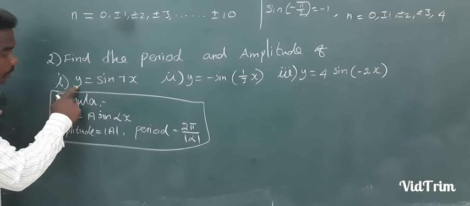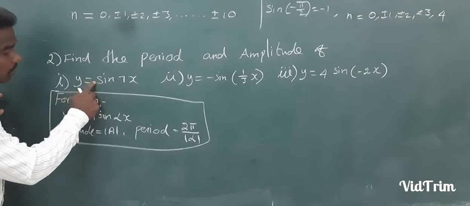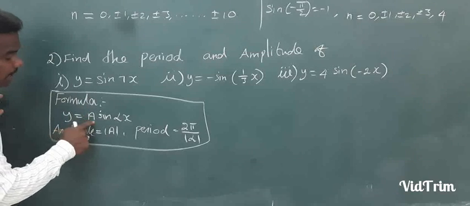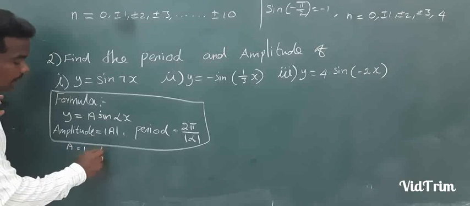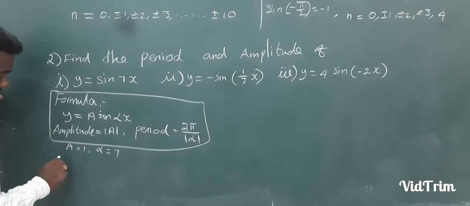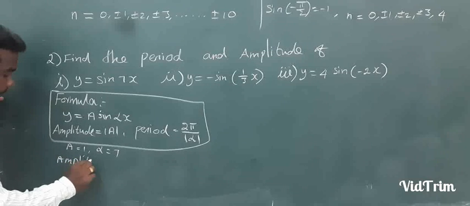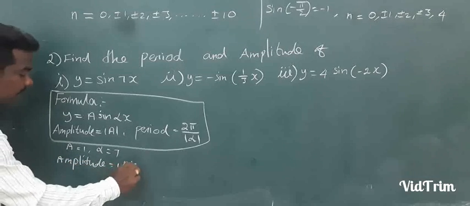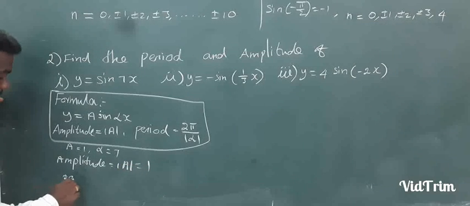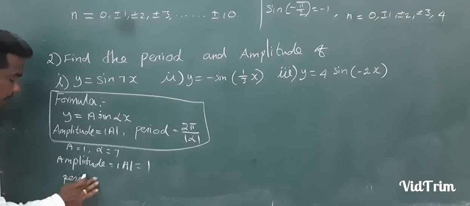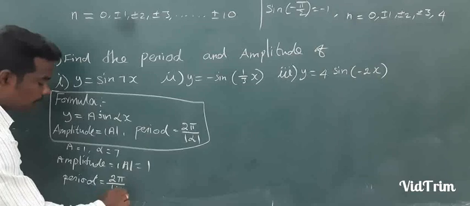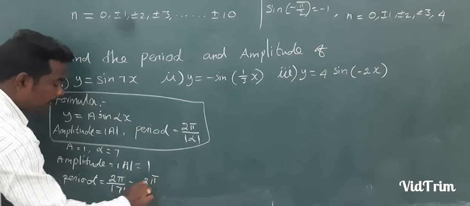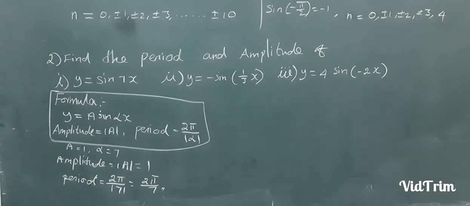Look at the first question: y is equal to sin 7x. Here the coefficient is 1. Equating to a sin alpha x, here a is equal to 1 and alpha is equal to 7. So the amplitude is equal to modulus of a, that is 1, and the period is equal to 2 pi by modulus of the alpha value, 7. Therefore 2 pi by 7 is the period of sin 7x.